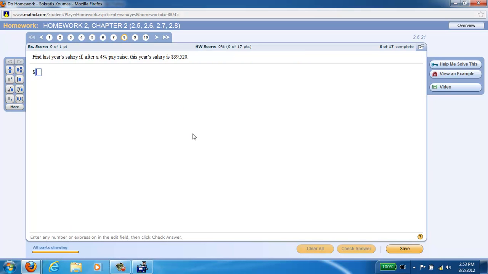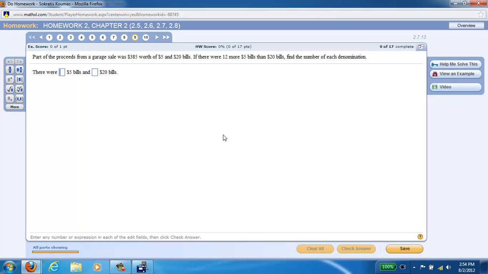Now for this problem, you know that after you got a 4% raise, your salary is 39,520. So don't make the mistake and you multiply by 1.04 this number. You have to divide by 1.04 because you got a 4% raise. So you have 39,520, so you divide by 1.04. If the raise was 10%, you divide by 1.1. So in this case, one more time, you divide by 1.04.